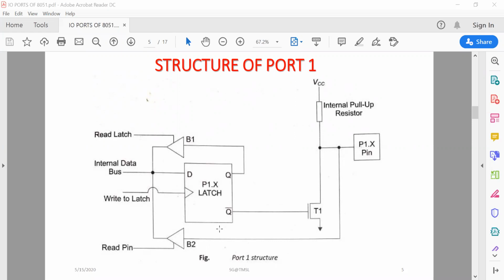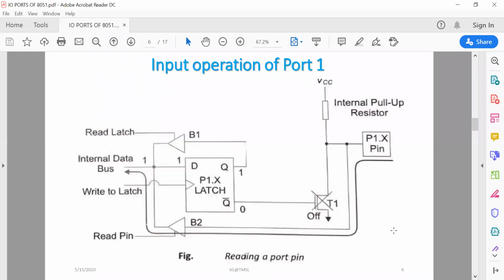So what happens if it is used as an input port? Look at this picture on the next slide. The port pin will be configured as an input port when we write 1 to the corresponding bit or latch. When 1 is written, it will be copied into the latch, and we will get 1 from this output.